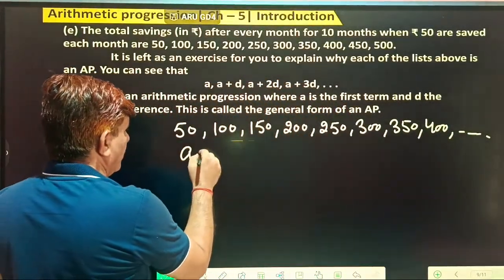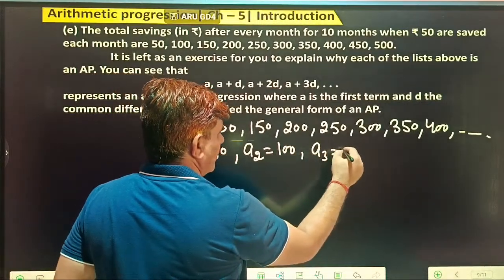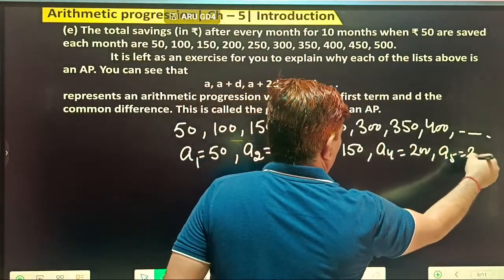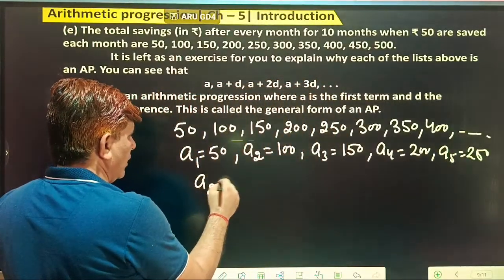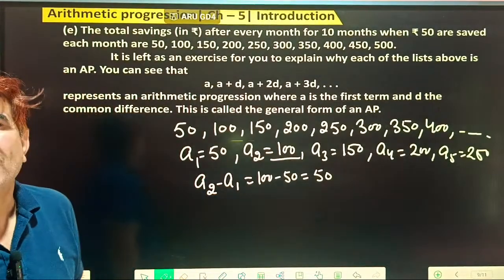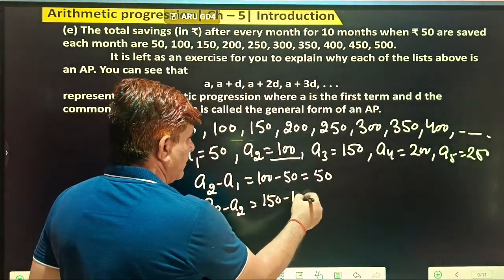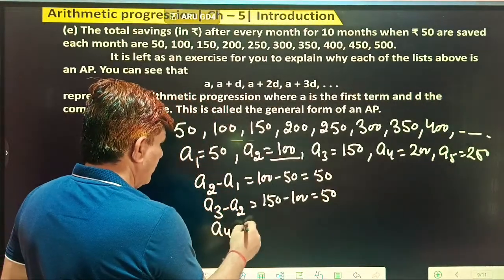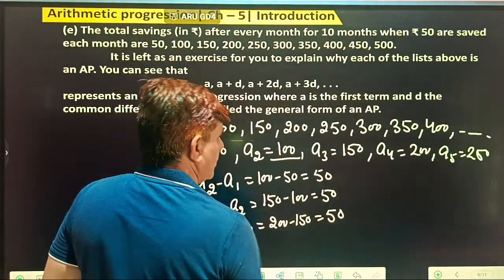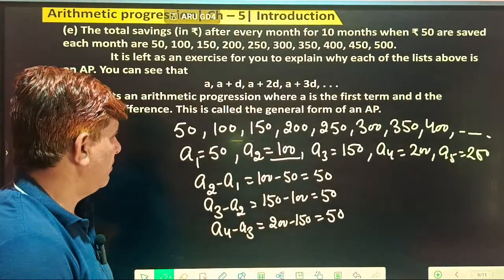So what's A here? A1 is 50, A2 is 100, A3 is 150, A4 is 200, A5 is 250. And if you find A2 minus A1, 100 minus 50, easily you can understand. If you find 150 minus 100, if you find 200 minus 150, how much? 50. Common difference is the same. So that's why this is an AP.